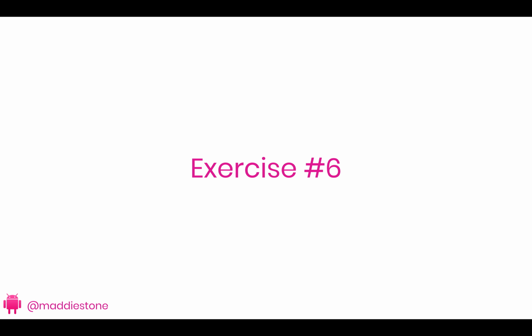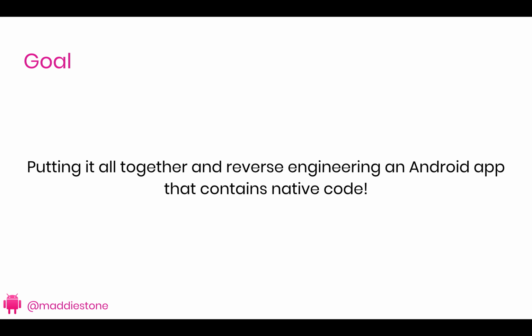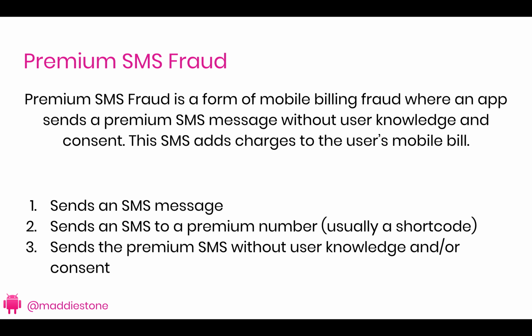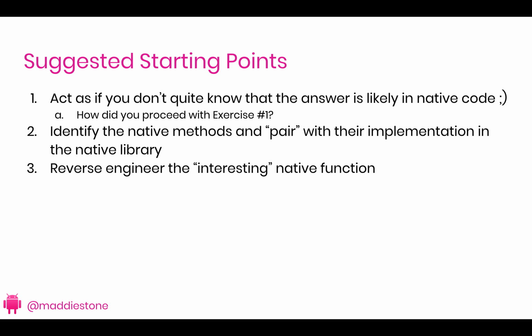But exercise 6, so we're finally going to put together all of the different pieces we've learned up until this point and reverse engineer an app that's implemented in native code. We're going to go back to our definitions of premium SMS fraud that we talked about in part 1. To determine premium SMS fraud, we need an app that sends an SMS message, that message needs to be sent to a premium number, and it needs to be sent without user knowledge and or consent.